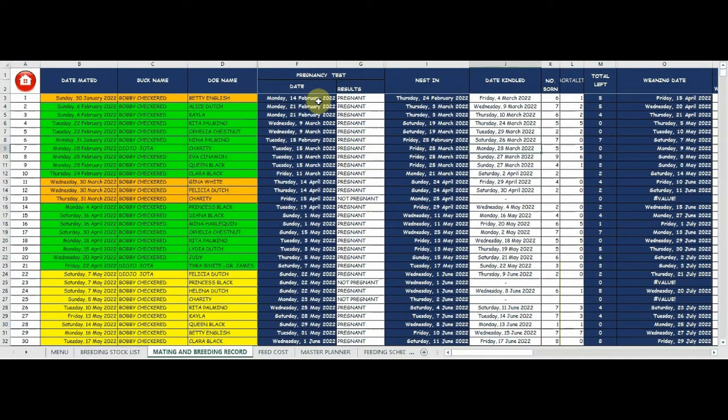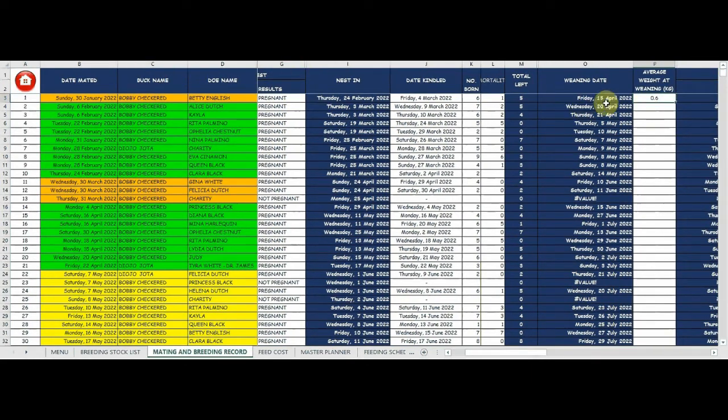Then you come here, date kindled. Okay, then the actual date that it gave birth, then the number born, then mortality. You can keep recording the mortality as time goes on. Okay, so once you enter, it shows you number left. Now, based on your weaning dates record, the number of days that you put there, this gives you the predicted weaning date. Okay, so let's say 50. This is a past record, so it's past. Okay, so weaning date. Obviously, you know that by now there are 5, so you are weaning 5 of them.